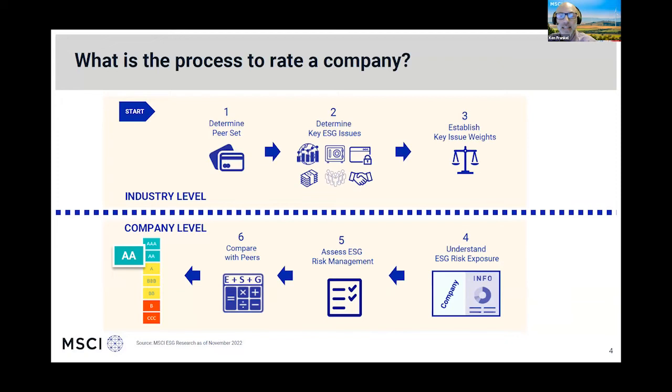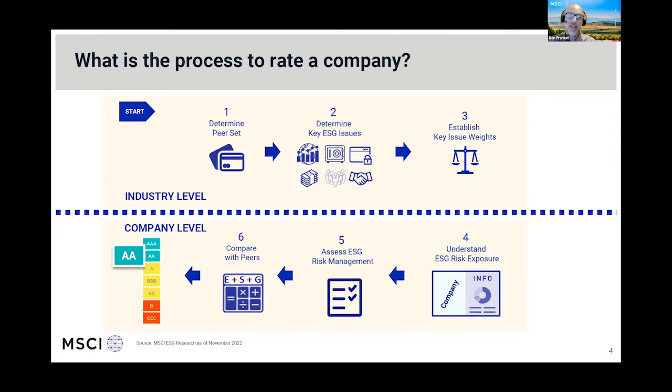This slide summarizes the specific steps that go into rating a company. The process is broadly broken into industry-level analysis and company-specific analysis. So starting at the top left of this slide and moving across to the right, the first step is to group companies based on their industry. We then select the key ESG issues that are most financially relevant to each industry.